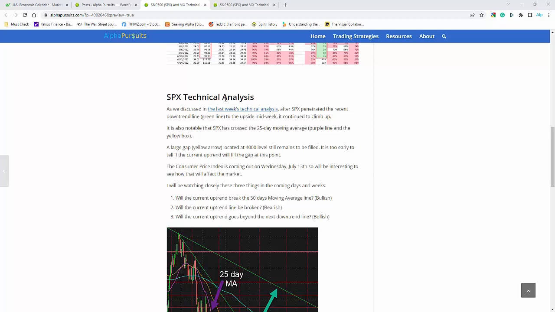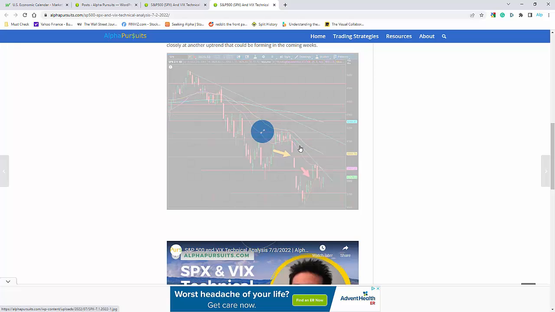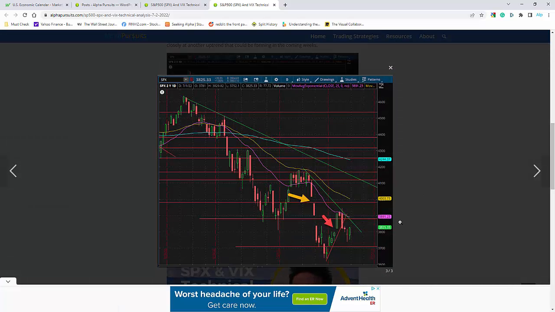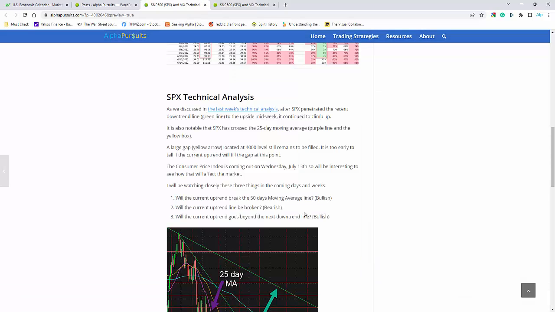So in last week's technical analysis, this is the chart I was looking at last week. There was a recent downtrend here, and we sort of broke that uptrend. It went sideways. And my personal bias was once it hit here, if it resolves to the upside, it is going to be a pretty bullish, at least in the short term, signal.